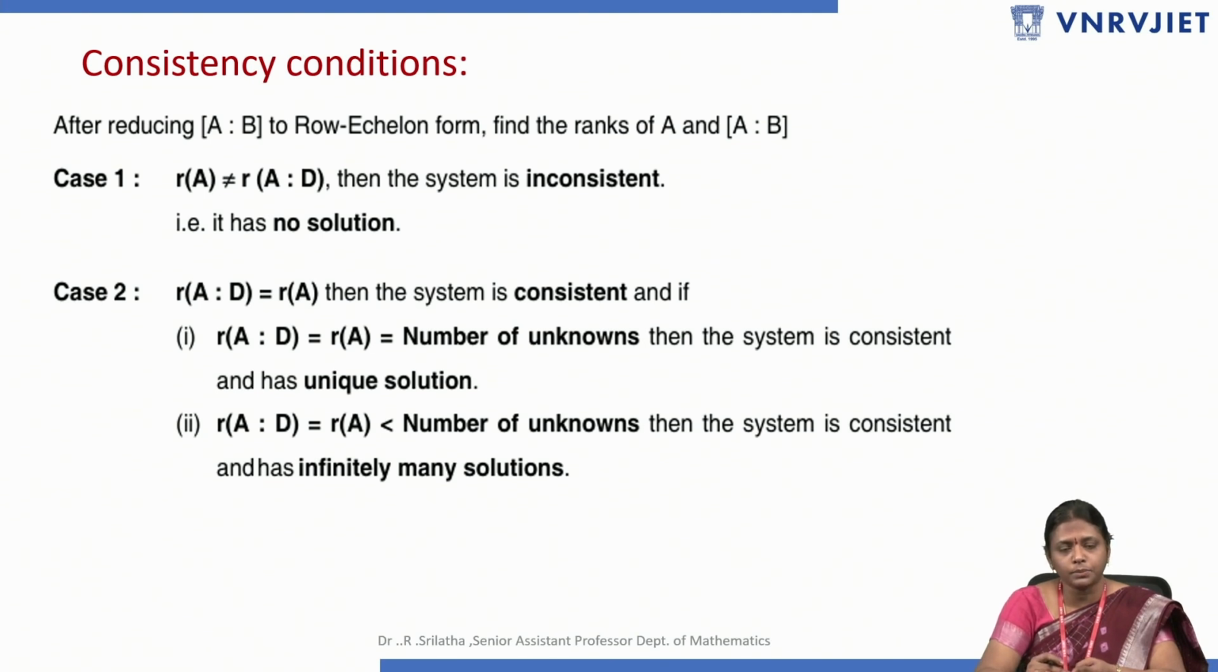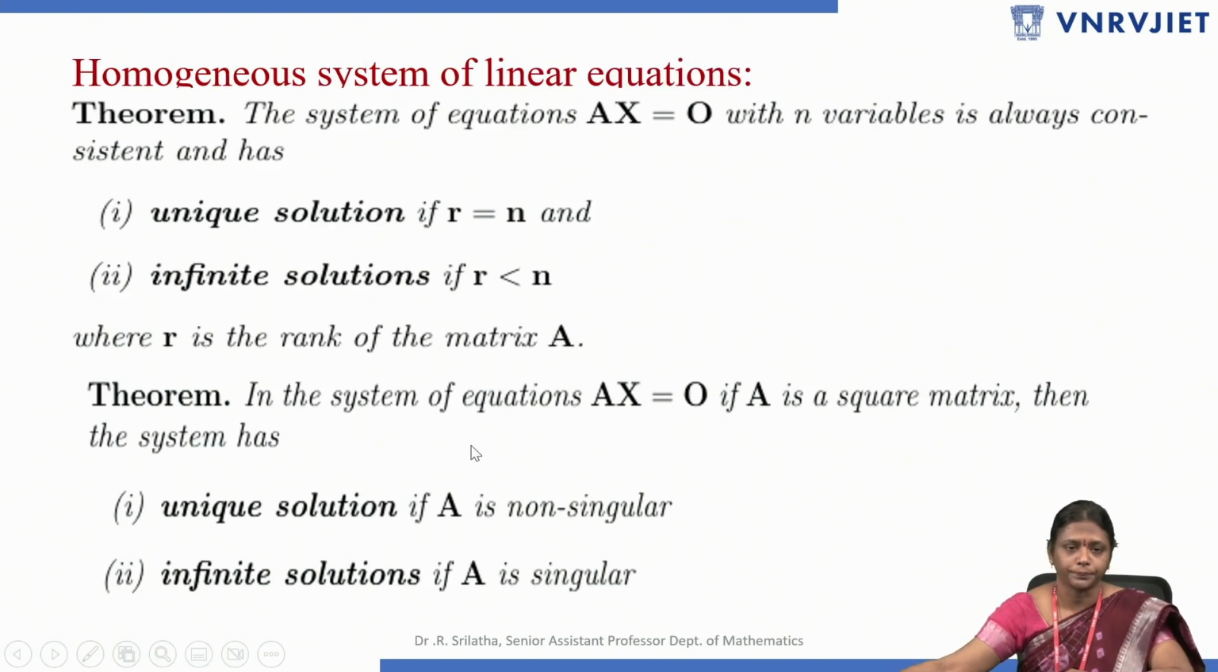If rank of augmented matrix equals rank of A equals number of unknowns, if all these three values are equal, in that case we can say that the system has a unique solution. And the other condition is if rank of augmented matrix equals rank of A, but it is less than number of unknowns. In that case, the system of equations will have infinitely many solutions.